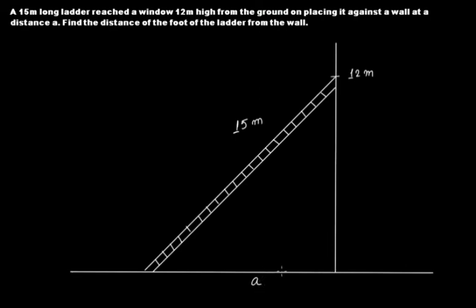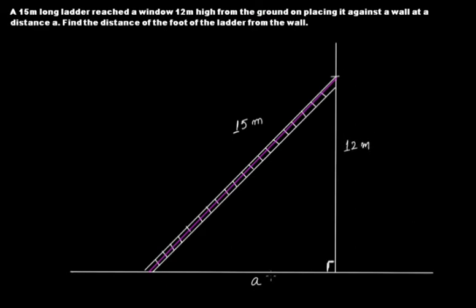So you can clearly see that this is the ground, this is the wall, it's making a right angle, right? And if you think of it, this is a ladder. Of course, you can imagine a straight line passing something like this. So this is 15 meter. This is 12 meter, at a height of 12 meter. So let's write this 12 meter here.